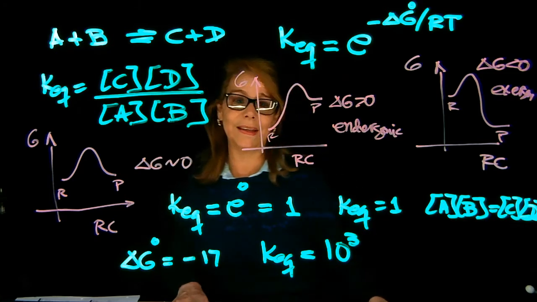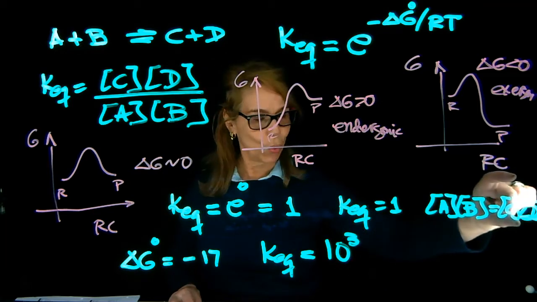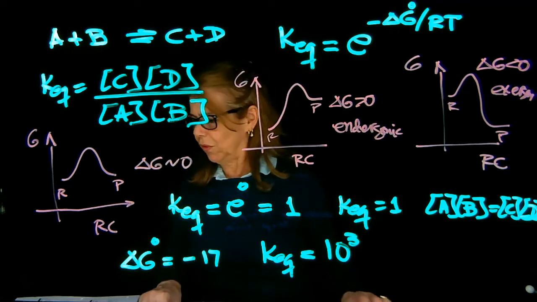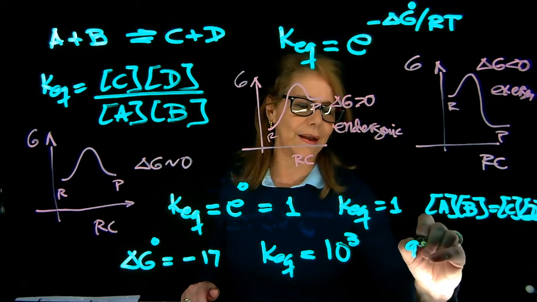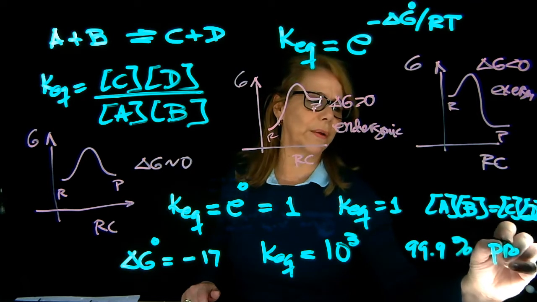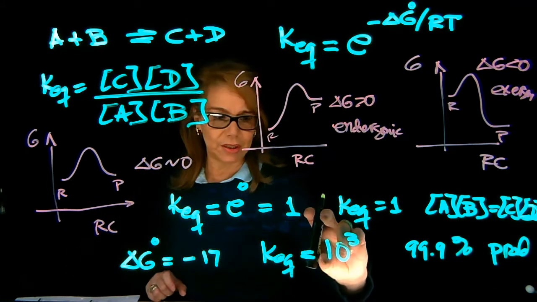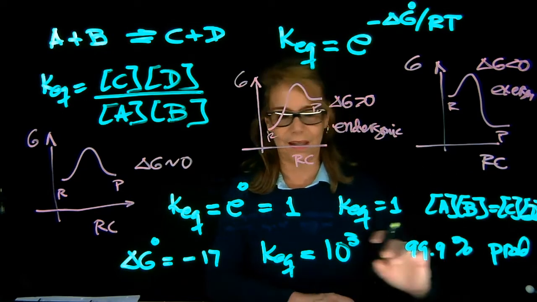Again, 10 to the 3 means 1,000 times more products than reactants. That's what it is. So we can say it is about 99.9% products, product favored. So with a negative delta G, you will have a large positive number, meaning a lot of products.